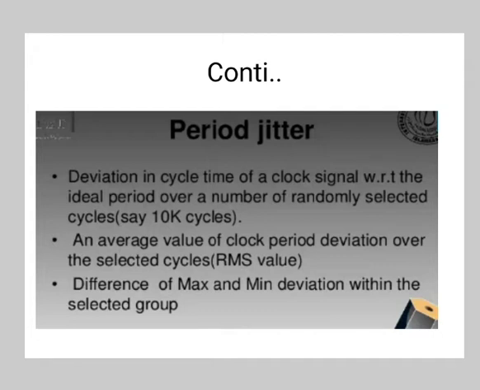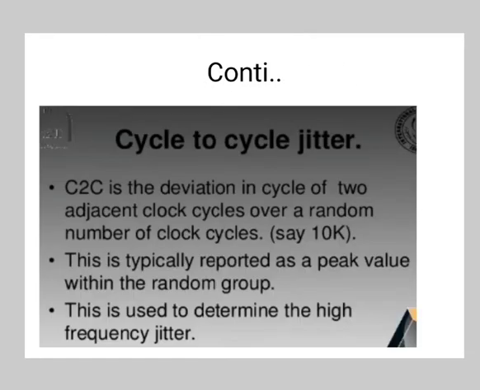So the first type is the period jitter, the deviation in cycle time of the clock signal with respect to the ideal period over a number of randomly selected cycles. An average value of the clock period deviation over the selected cycles, and the difference of max and mean deviation within the selected group. Then the second is cycle to cycle jitter.